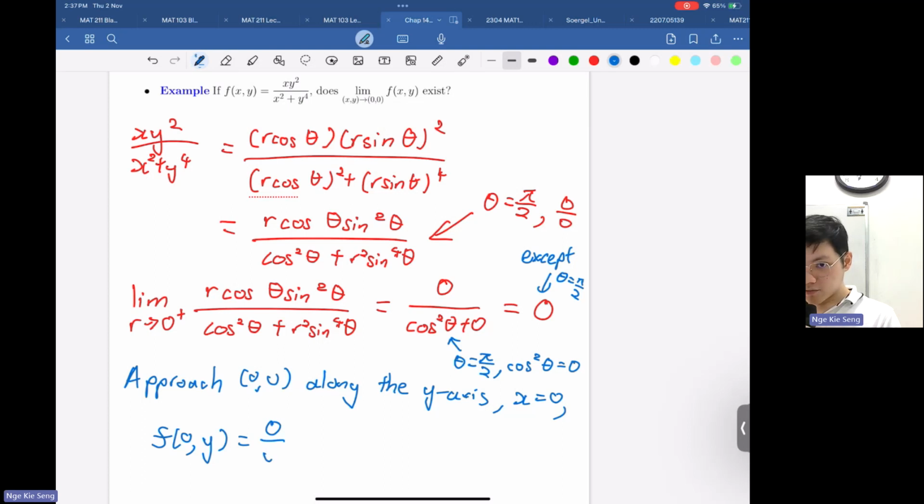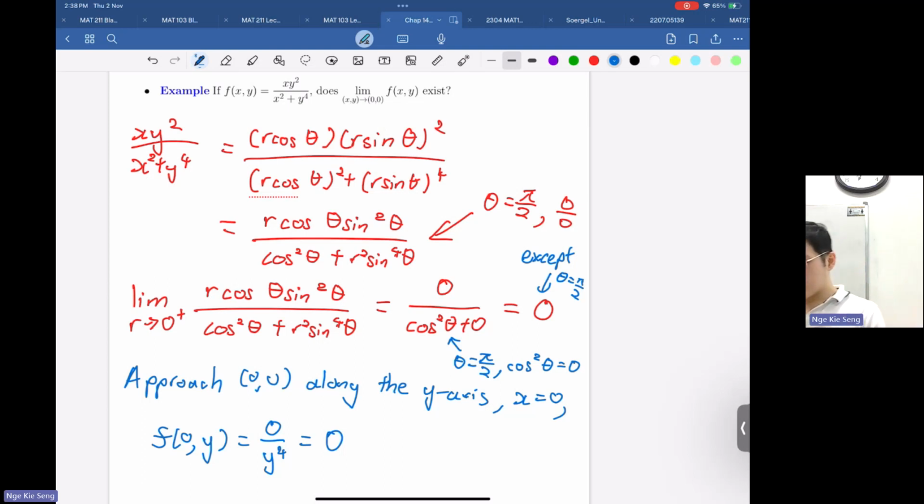0 over y to the power 4. Okay, which is 0? Okay, 0. But this one cannot prove anything, right? You just try one path only. You should try different paths as well.